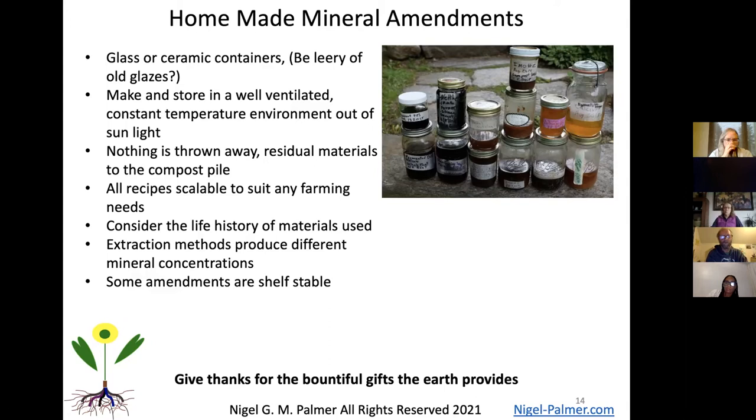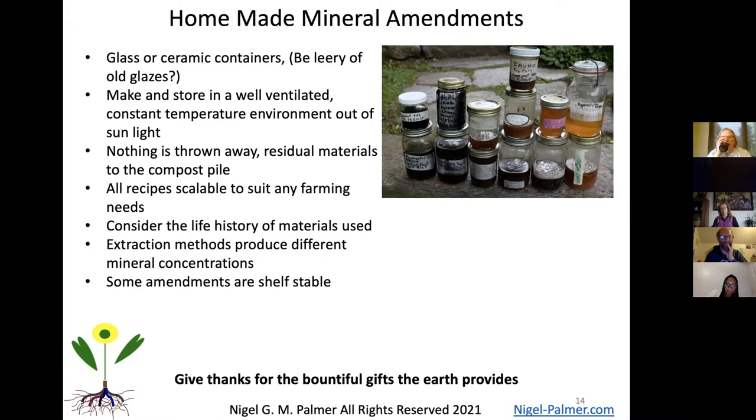Always consider the life history of the materials. We talked a little bit about this in the banana question. But know where your things are coming from. Grass-fed cows, for instance, would be desirable to CAFO. Those CAFO cows are going to get antibiotics. They're fed GMO grains. So their bones are going to have a different content than a grass-fed cow from your friendly farmer down the street, for instance.